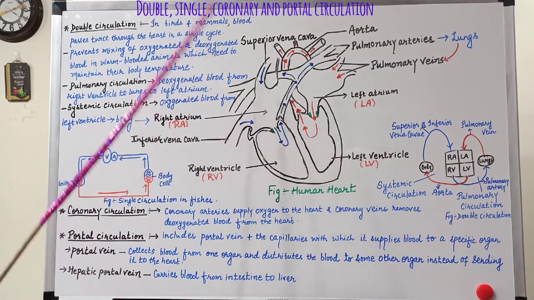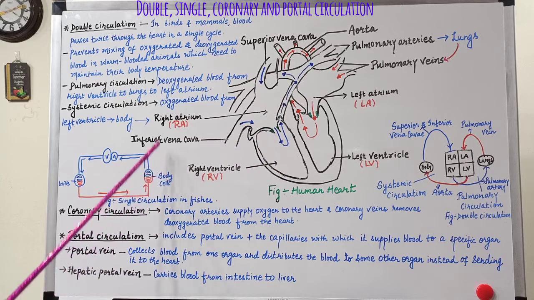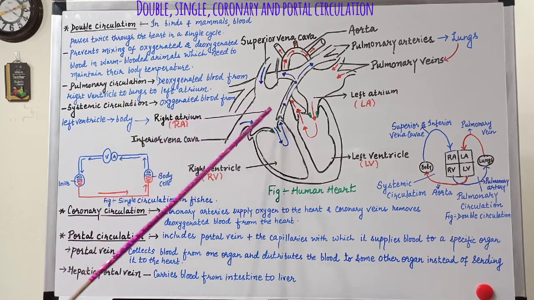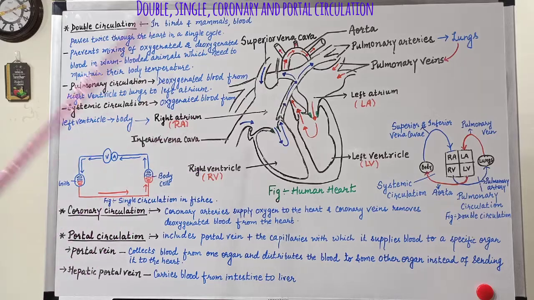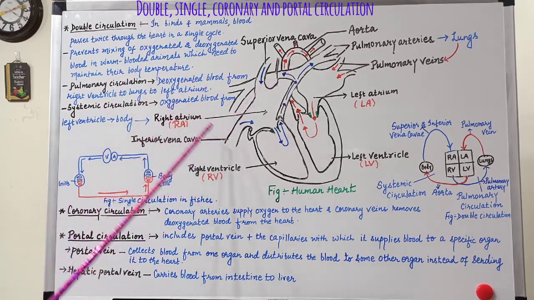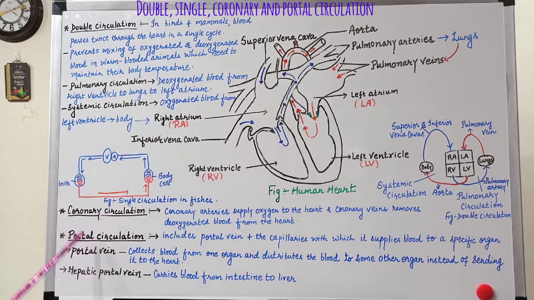Now you have seen that from different body organs the blood comes to the heart. But what would happen if blood from one organ goes to another organ before coming to the heart, and this happens in portal circulation. This portal circulation includes portal vein and the capillaries with which it supplies blood to a specific organ.